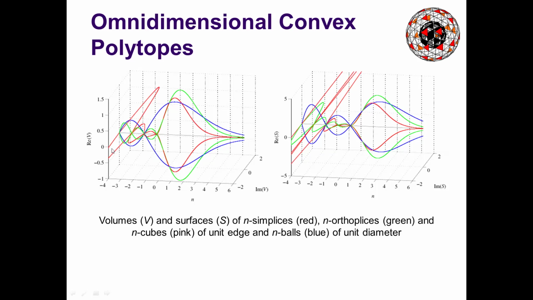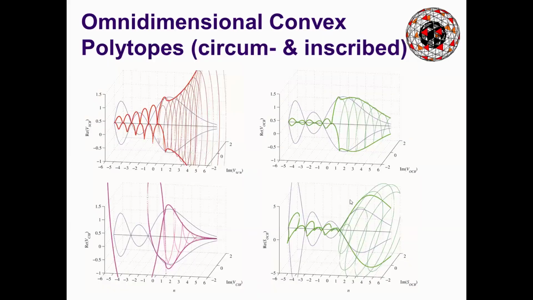And it turned out that in negative dimensions, for example, the surfaces of simplices turned out to be purely imaginary. But for the orthoplices, it turned out that their volumes are real, while their surfaces are imaginary.